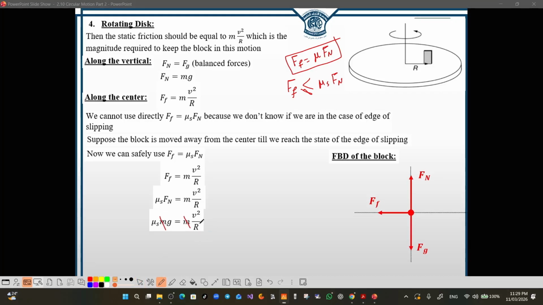And we just need to rearrange this equation because we are looking for the maximum distance away from the center where we can place the block. So here μs times g is equal to v squared over r. If we cross-multiply, then μs g r is equal to v squared. Since we are looking for the maximum radius, then r is equal to v squared over μs g.